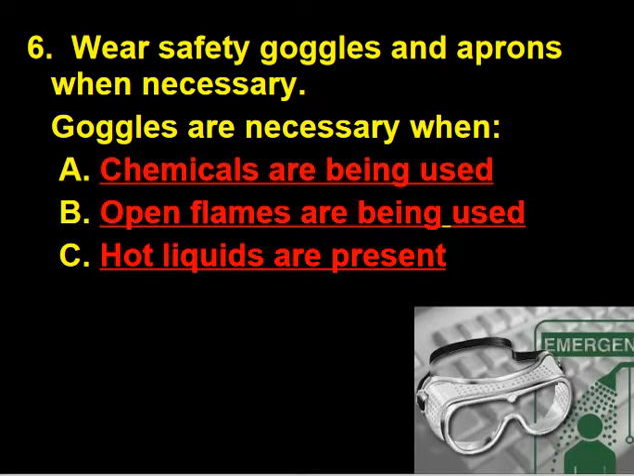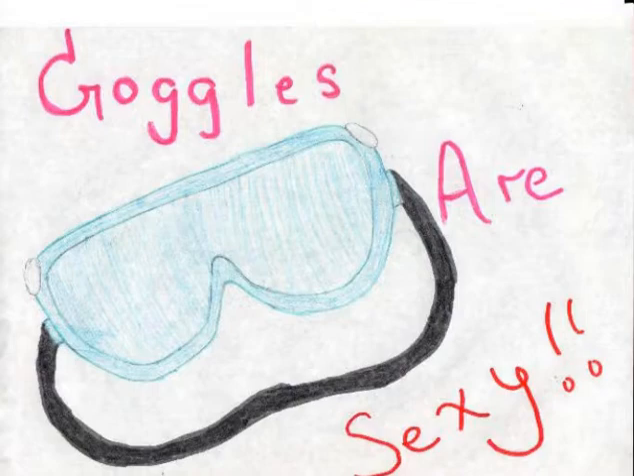This is going to be a really good test question for you. When are goggles necessary? Three things: when chemicals are being used, during open flames, and when hot liquids are present. And in here we don't have hot pans, so the only time we're going to have a hot liquid is when flames are open. So if you remember, if you have an open flame, if we're using the Bunsen burners, you need to have your safety goggles on, and you're going to need to wear aprons as well.